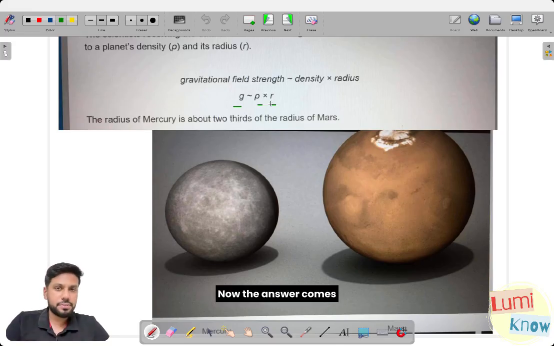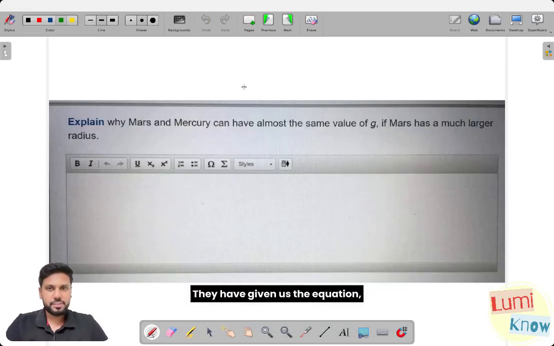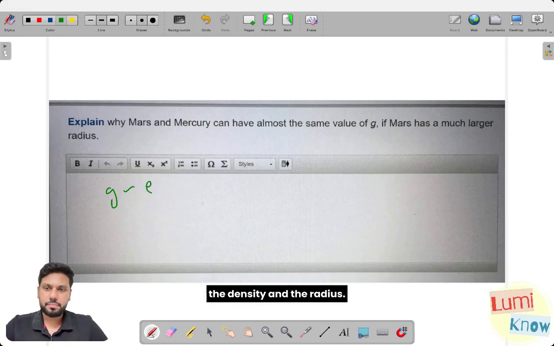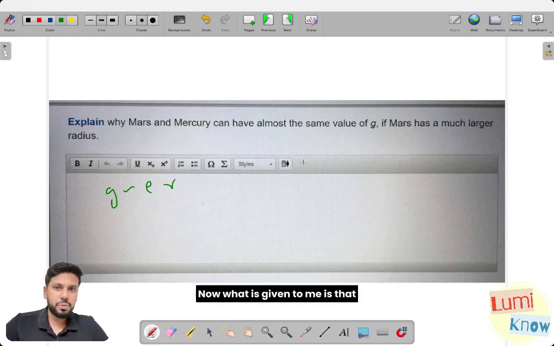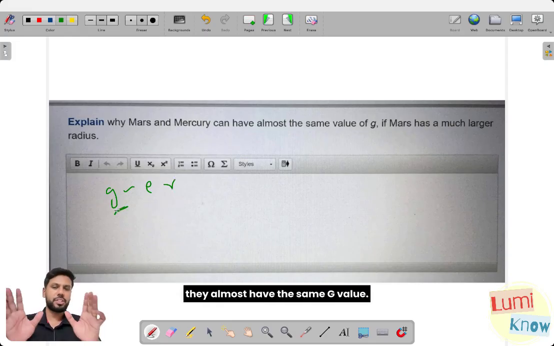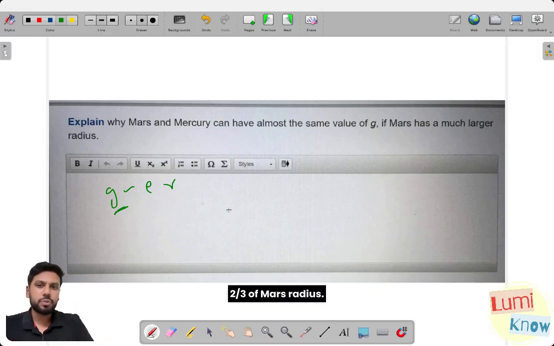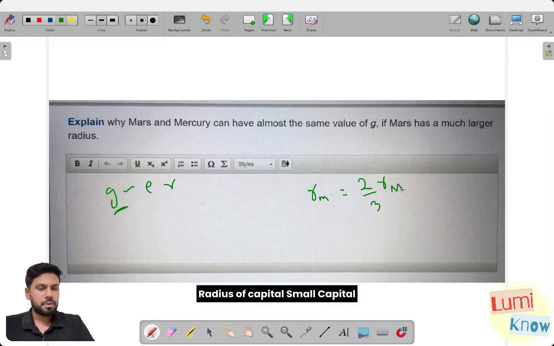Now, the answer comes from this equation. They have given us the equation. Let us use this. g is proportional to the density and the radius. What's given to me is that they almost have the same g value. Think carefully. They almost have the same g value, but Mercury has 2/3 of the radius of Mars. So the radius of small m is equal to 2/3 of the radius of capital M. Small m is Mercury, capital M is Mars. This is the way I am representing it here.